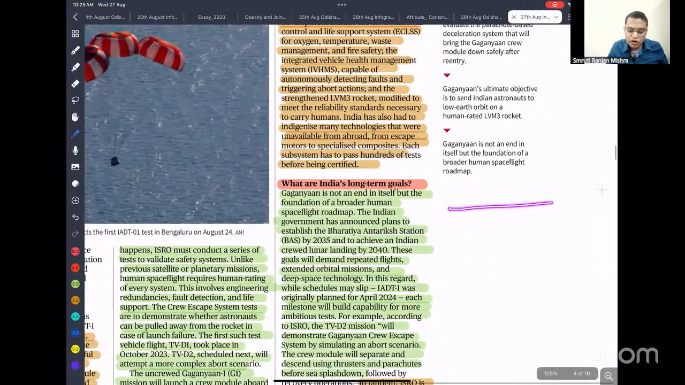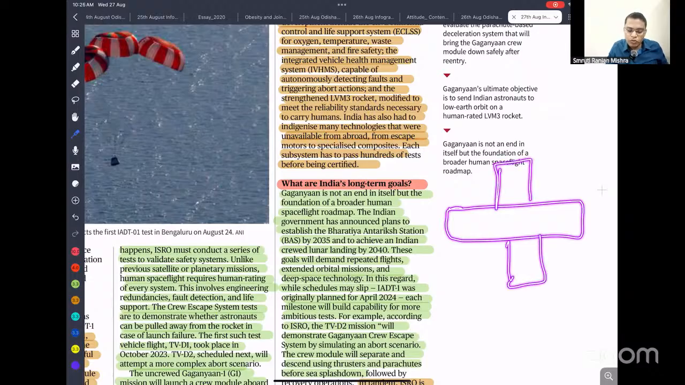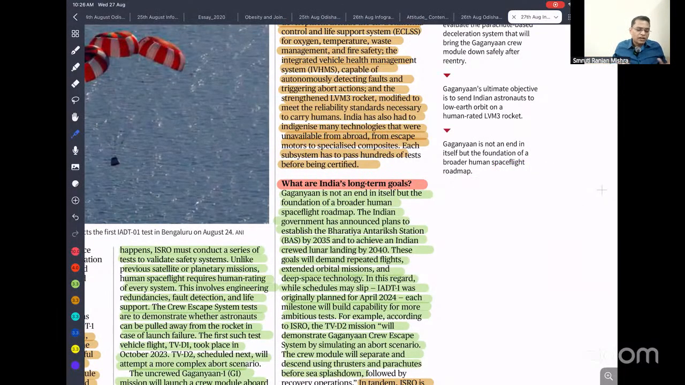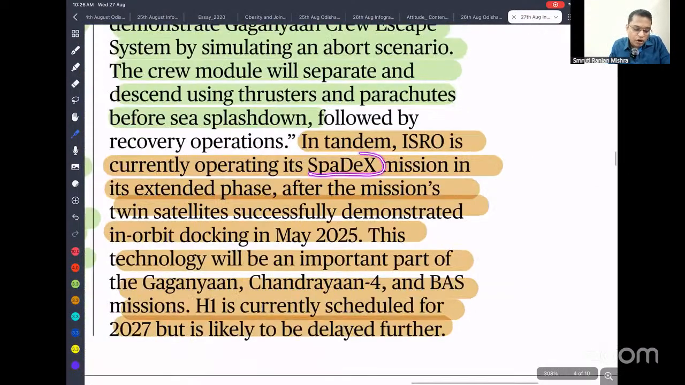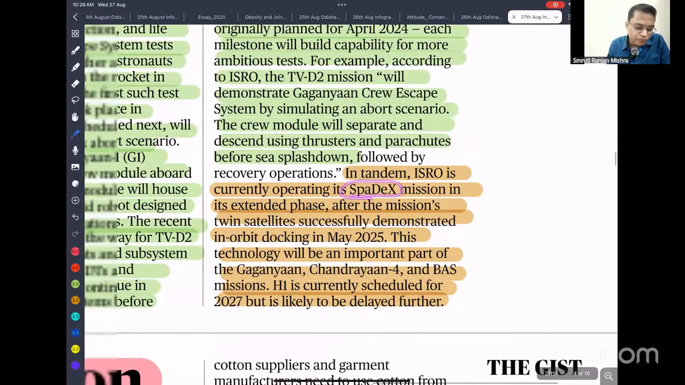In a space station, you cannot launch a big module together, so we launch single modules one by one and attach each module to the mother module. In this way we can increase our space station size. For that we need to have a proper docking experiment. To ensure that, we have already conducted the SpaceX experiment.